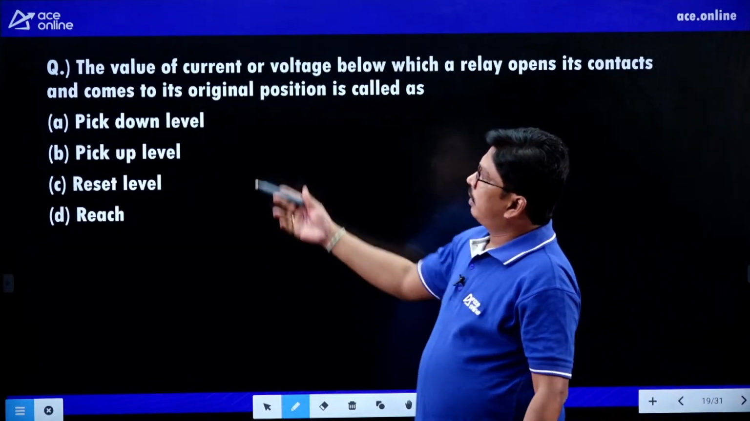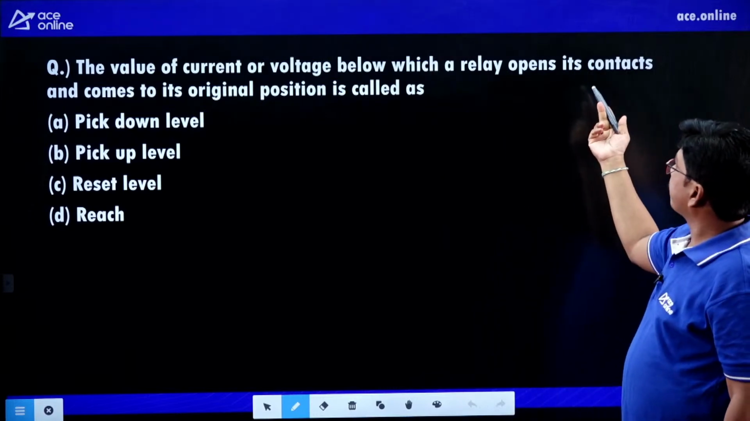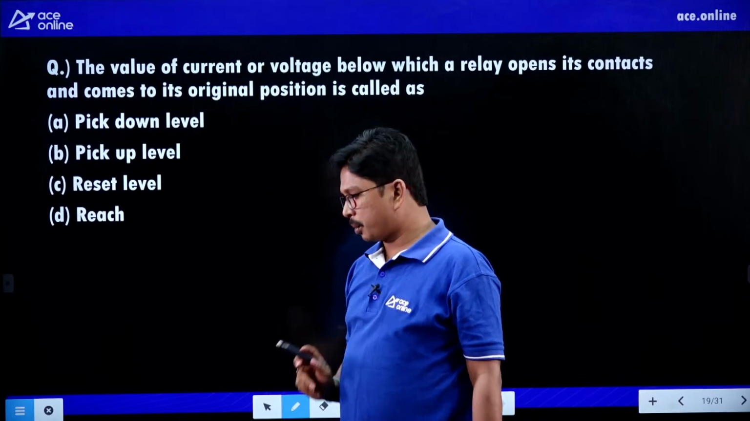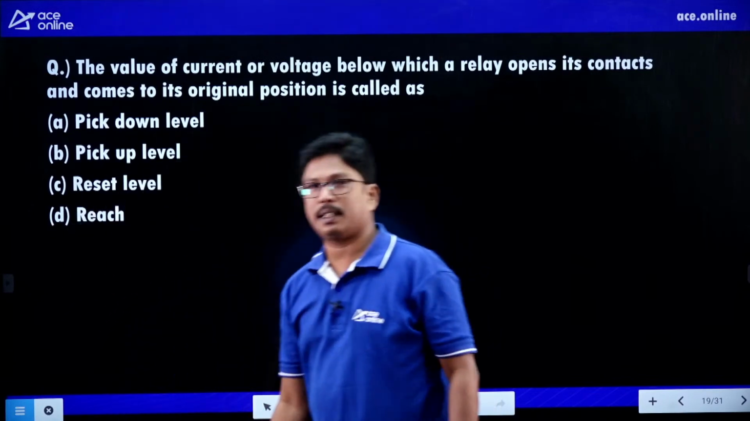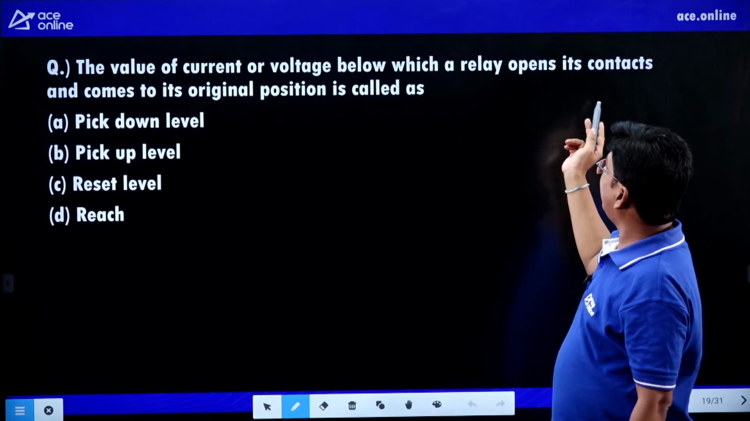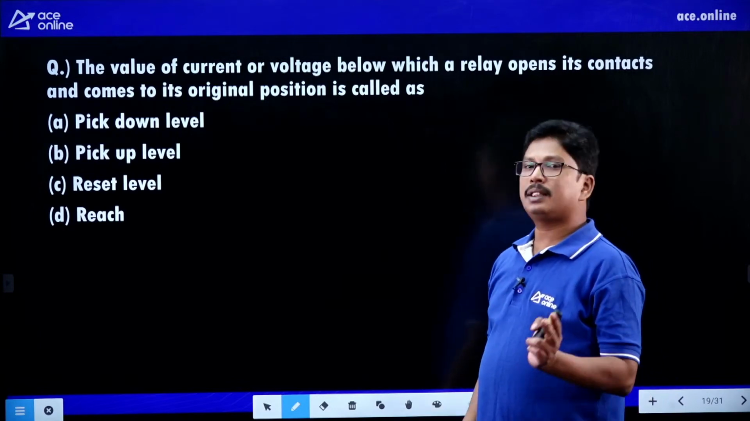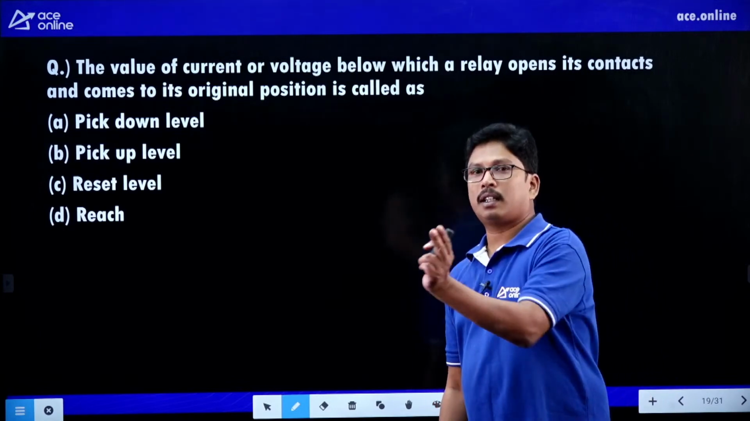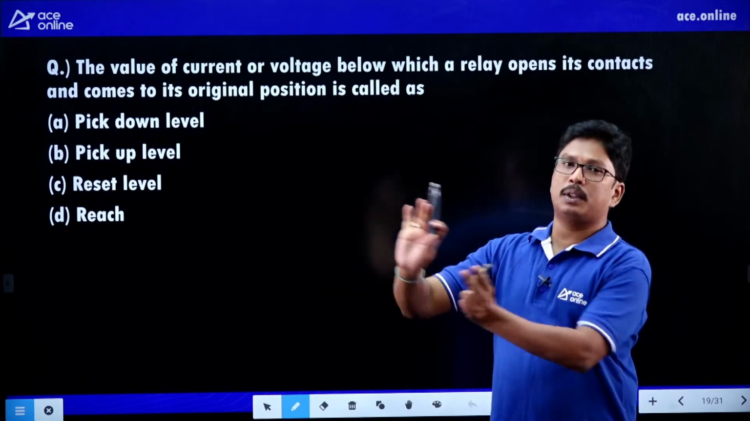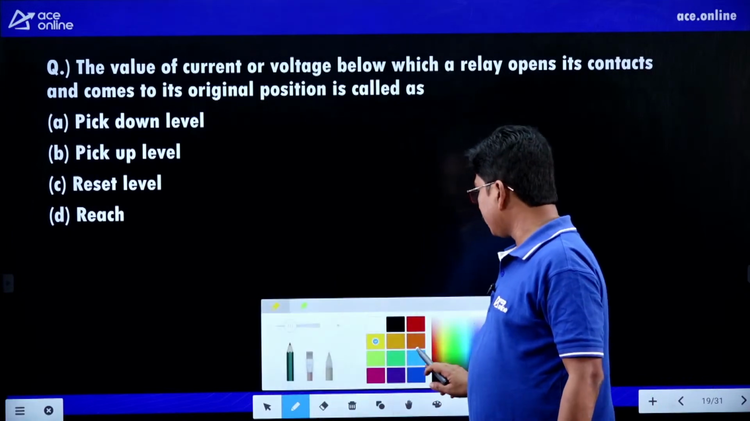Next one: the value of current or voltage below which the relay opens its contacts and comes to its original position is called as what? The relay is trying to open its contacts and come back to its original position. What is it called as?